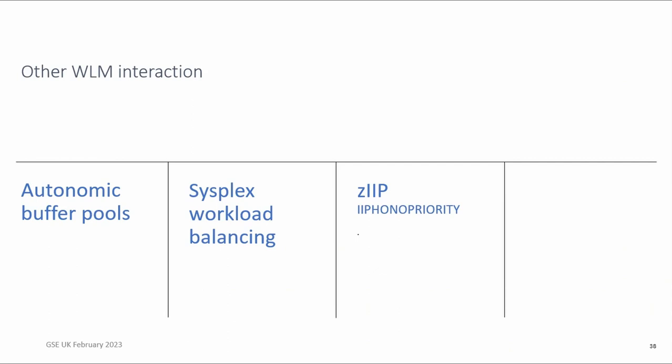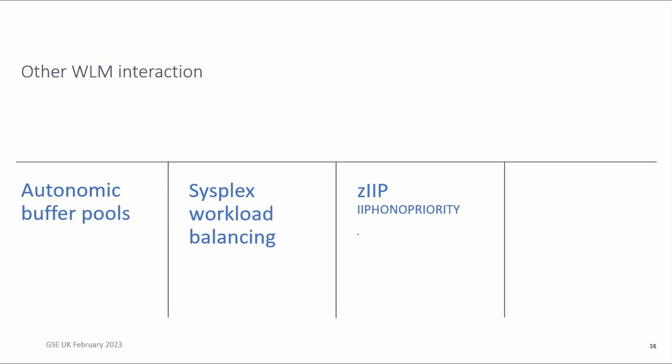And WLM is providing input to DB2, and DB2 is providing a weighted list back to the clients to say, here are all the DB2s, these are the ones that are happy, here's one that's not happy. So that's WLM providing input to that list.